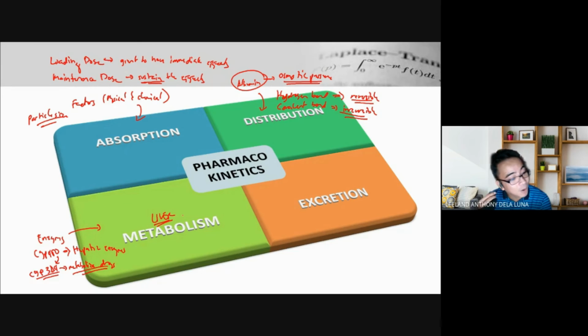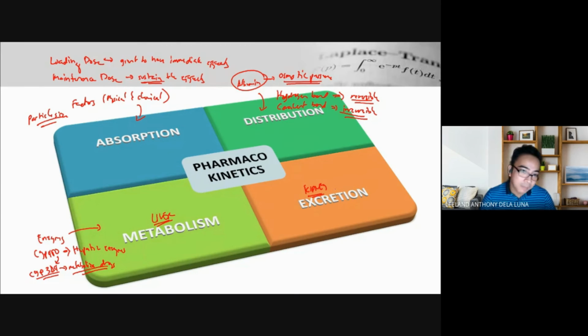So, let's try: what is the major site of excretion? Kidney, yes. Very good. That would be the kidneys. Now, class, for all of these processes, the ADME process, there are computations we can do.